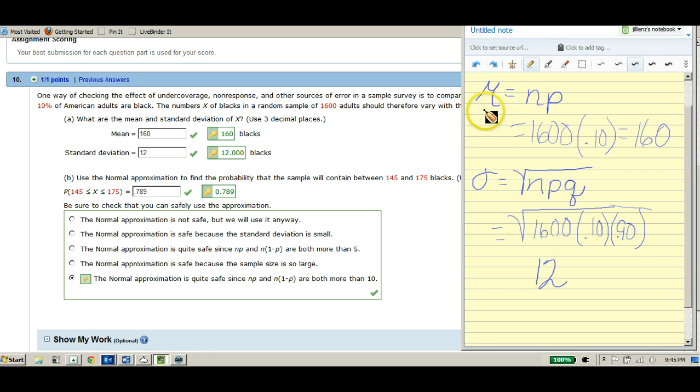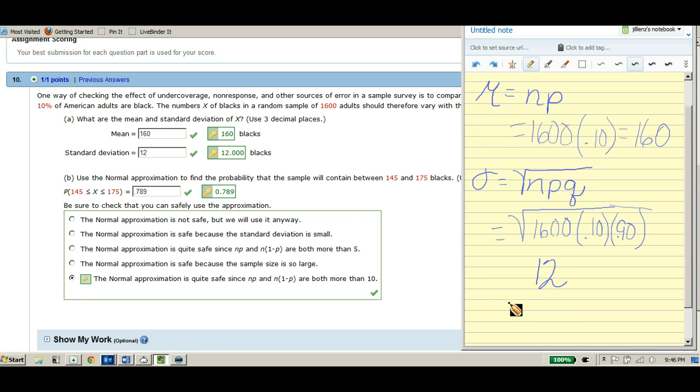Alright, remember that the mean of a binomial distribution is N times P. So I've taken 1,600 times 0.10 to get 160 blacks for the mean. Standard deviation is the square root of N times P times Q. So I have the square root of 1,600 times 0.10 times 0.9. Remember, Q is just 1 minus P. So 1 minus 0.10 is 0.90, which gives us 12 for a standard deviation.